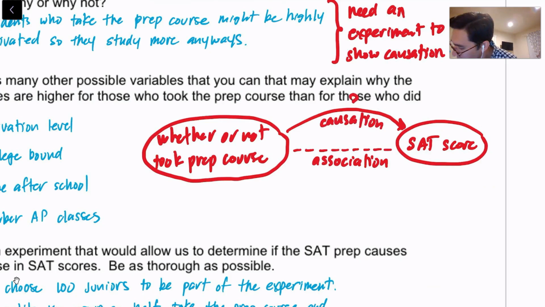Okay. But we can't quite make that conclusion. We can't say that one causes the other because, as we alluded to, there's all these other forces in play, all these other factors that impact SAT score. Okay, and we're just going to write one of them down. Let's write motivation level.